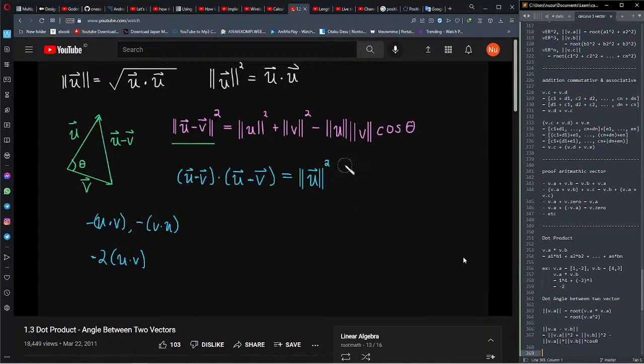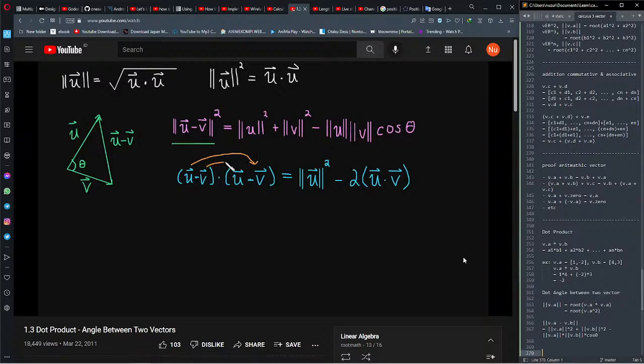I hope that was relatively clear. We're just foiling this out with the dot product. Okay, so based on what we just talked about, that's minus 2 times u dot v. Just to be really explicit here, that was this u coming over here and this v coming this way.